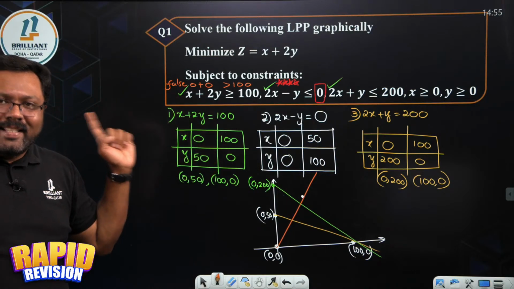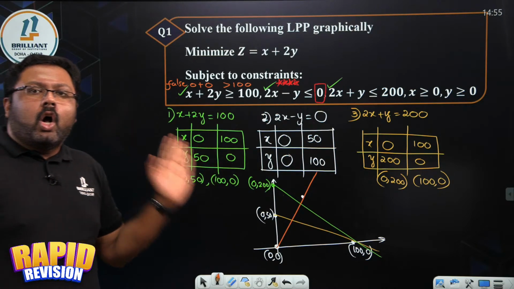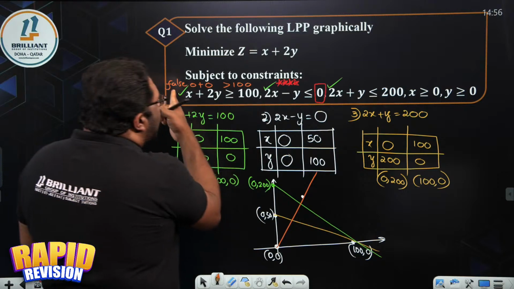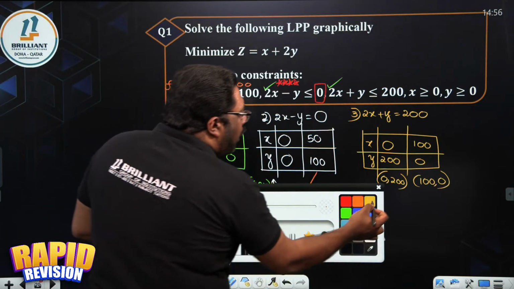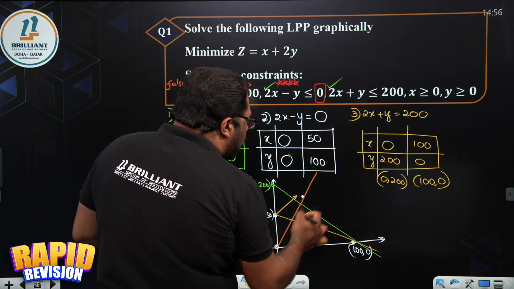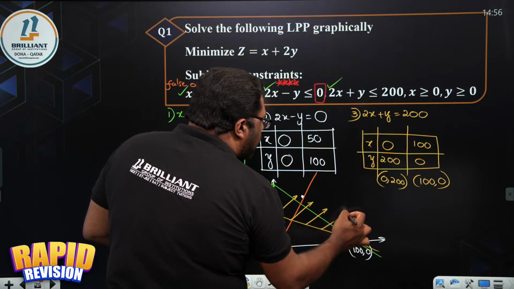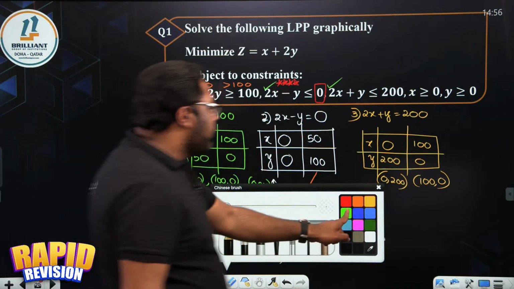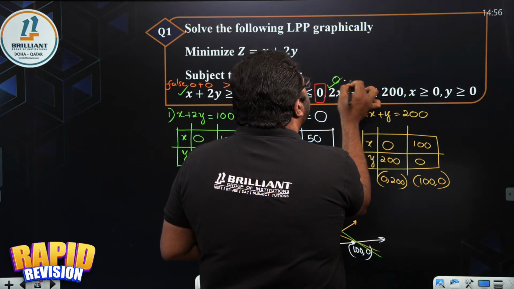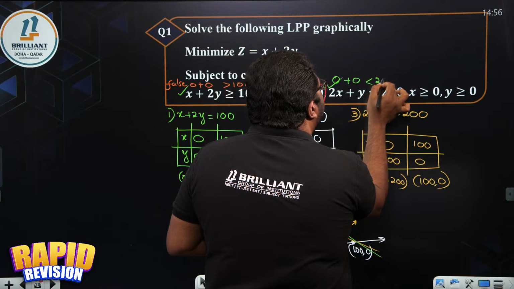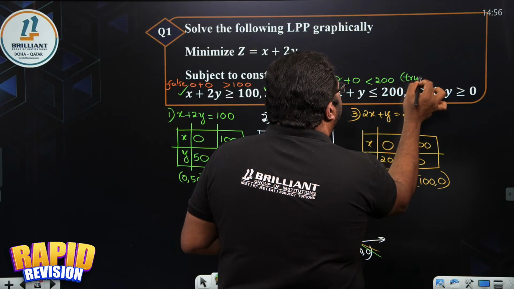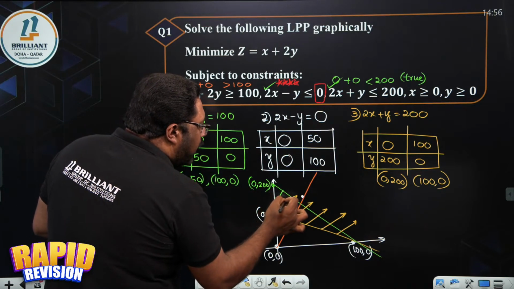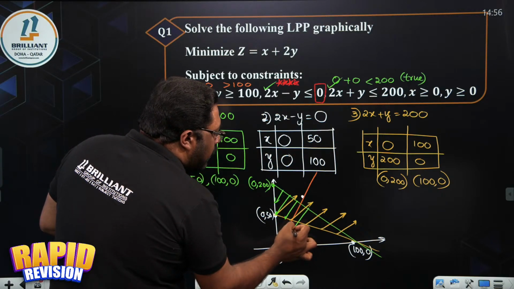For a false equation, you shade on the side where origin is not there. For the yellow line, you got it's false, so you shade on the side which has no origin, because origin is false. Yes? Now go for the green line, my dears. The green line is over here. 0 plus 0 is less than 200. It's true. So origin is on the true side. So true side means for this line you have to shade towards the origin.